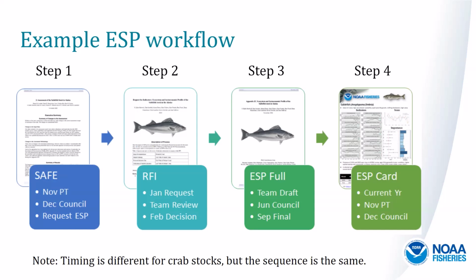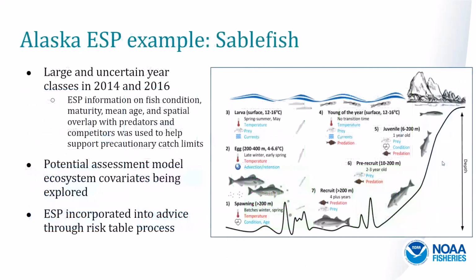So the formal request for an ESP is submitted by the council following their fall meetings. And then that ESP is prepared over the next 1 to 2 years and delivered to the stock assessment team at the start of the assessment cycle, which is either in spring or fall, depending on if it is a groundfish or crab species. So I'll go through the sablefish example to illustrate how this has come to pass in Alaska.